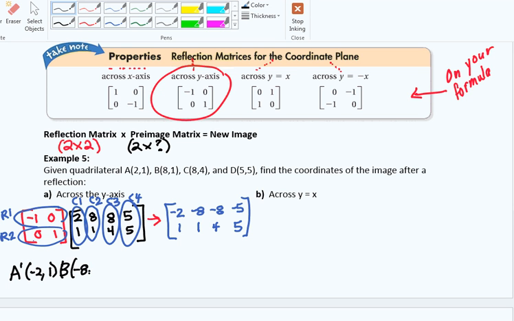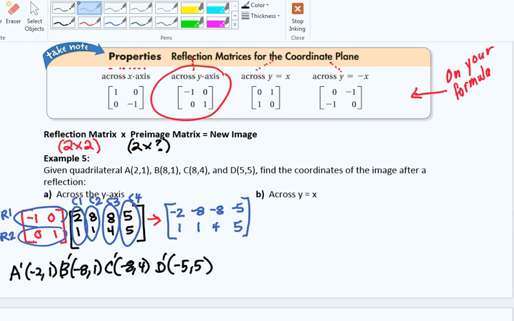B is negative 8, 1. C is negative 8, 4. And D is negative 5, 5. And you could put primes on those if you wanted to show that they're changed.